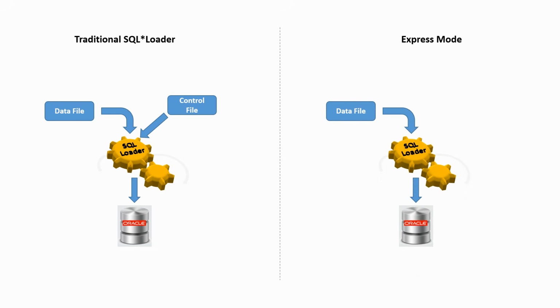transformation. But one thing is that in Express mode, since we don't have a control file to specify the information, the mapping will be considered based on the header from the source data and based on the column. So we should have the data structure exactly like the table structure. Then only we'll be able to use Express mode. Mainly for a simple loading, simple CSV data loading, we can use Express mode. Otherwise, if you want to go ahead with complex transformation logic, then we can use a traditional SQL Loader.